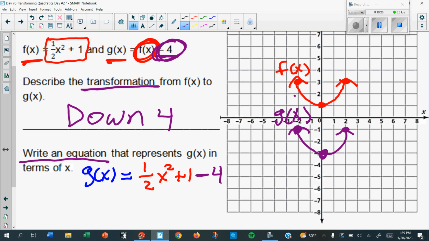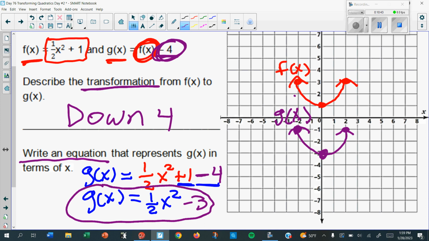And we just need to combine like terms. So your final answer is g of x equals 1/2 x squared, and then 1 minus 4 is -3. And that's your answer. You came up with the new equation for g of x.